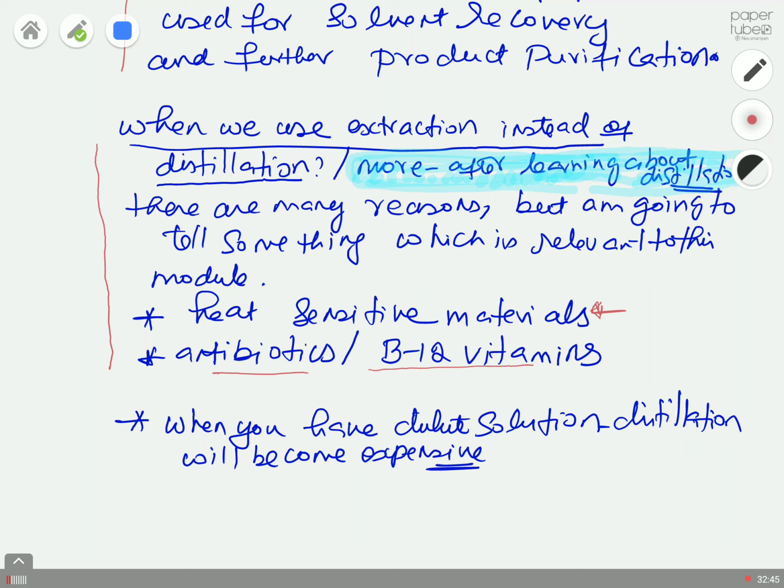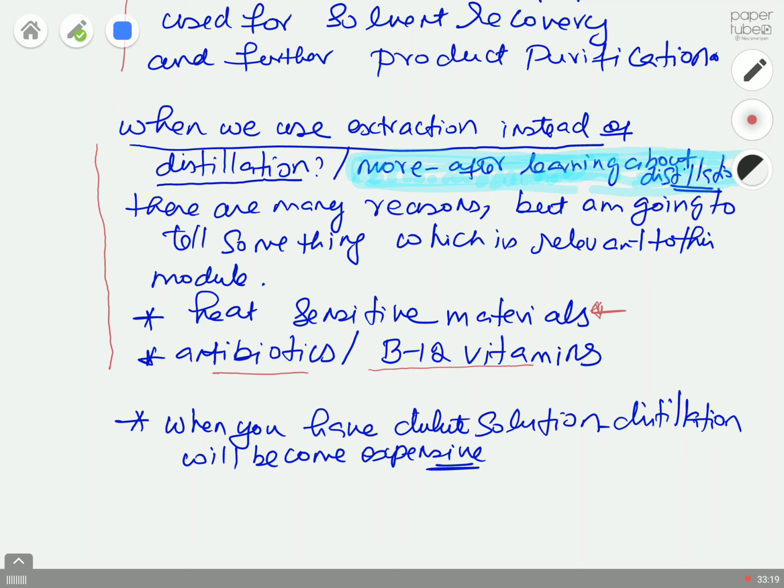So, another thing is a dilute solution. This is a very good thing you should remember. Imagine you have a solution with a very low concentration of some antibiotic. If you want to evaporate it, you have to evaporate it for a whole day. Imagine you have a tiny bit of some compound dissolved in a very large volume of solution, and if you want to evaporate it, it's doable, but you have to spend a lot of energy to evaporate everything, and then finally you get some dry product.